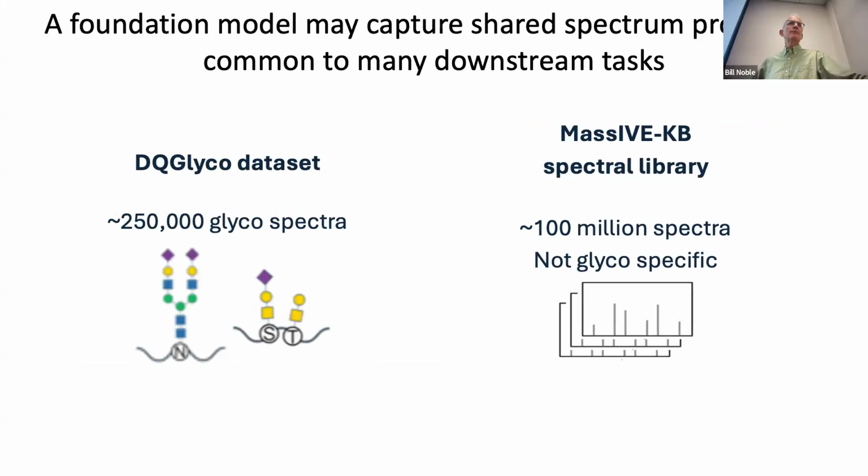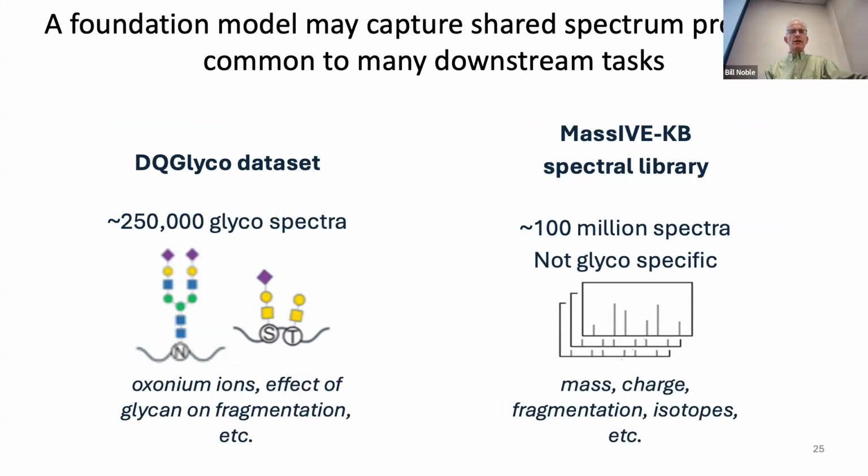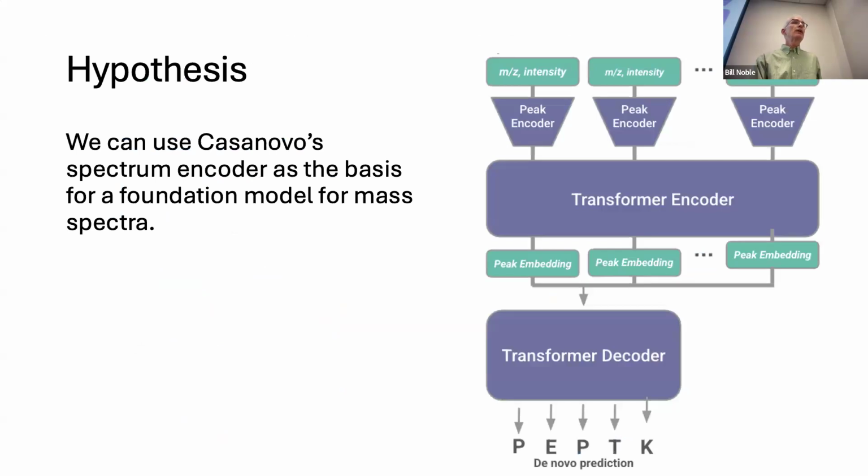So that's the basic concept here. We're going to train a foundation model, and the hope is that in the pre-training stage, in our case, training Casanovo, it's going to learn stuff about mass and charge, fragmentation, isotope distributions, those kind of things. And then in the fine-tuning stage, where you train for the specific task you're interested in, it's going to learn about oxonium ions, the effect of glycans on fragmentation, and so on. So that's the main hypothesis.